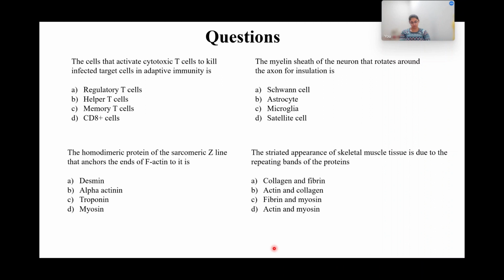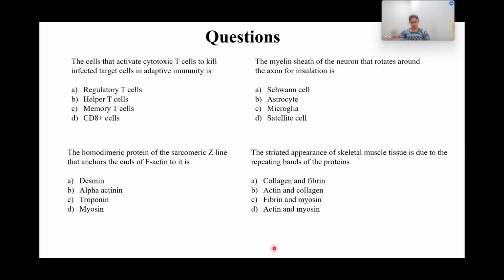So the answer to the first question is helper T cells, as these activate the cytotoxic T cells in the immune system. The second is the myelin sheath, which is present on the axons. We had seen this when we were looking at the figure. And the next one, the homodimeric protein which was part of the sarcomeric Z line, is alpha actinin. And actin and myosin repeats give the striated appearance.